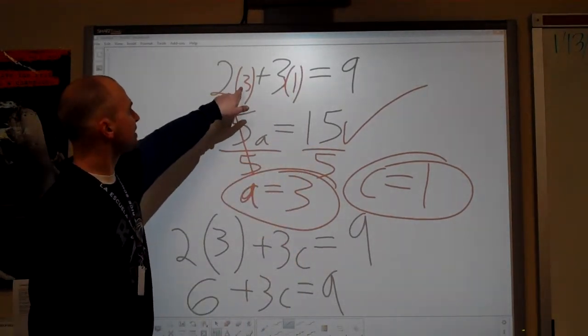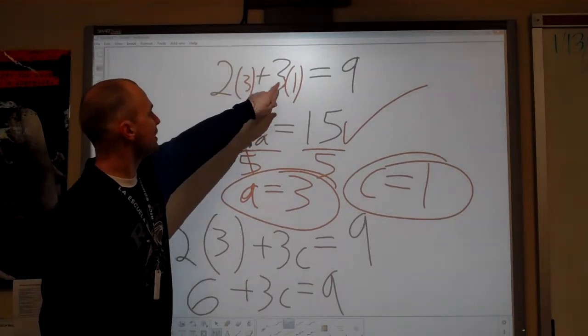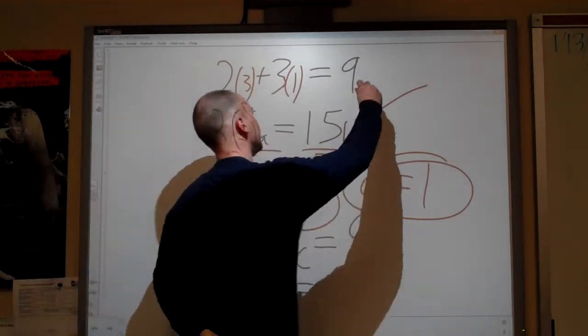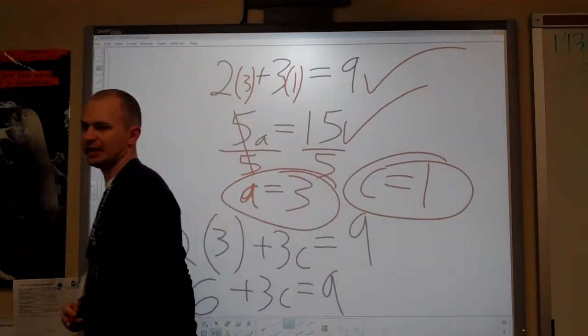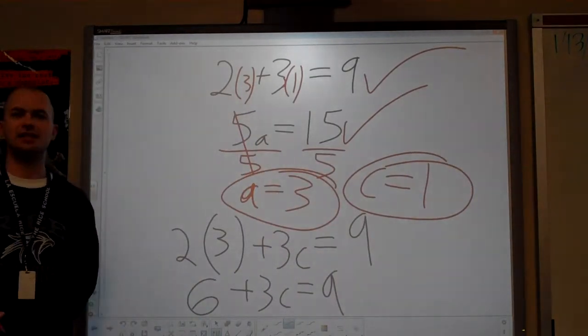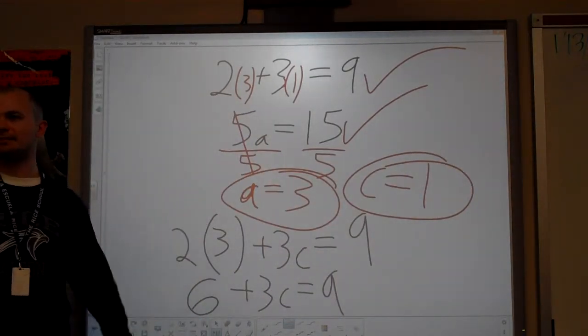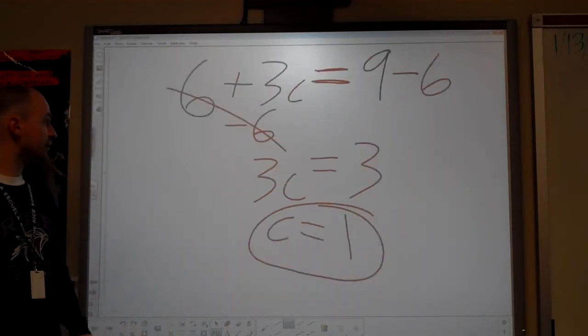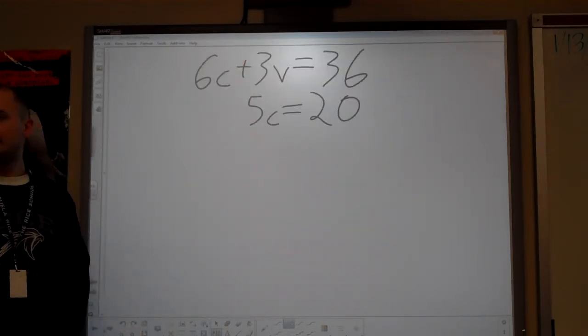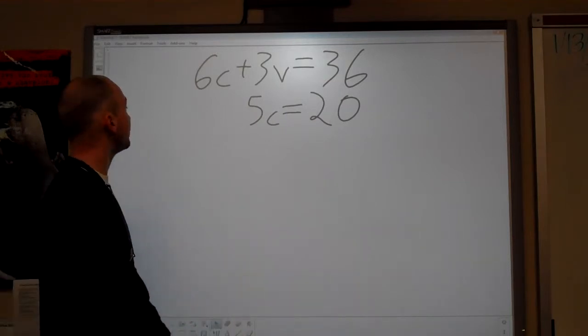2 times 3 is 6. 6 plus 3 times 1 is 3. 6 plus 3 equals 9. Yes, it does. Yes, that's true. It checks. Questions on number 2? Questions on number 2.